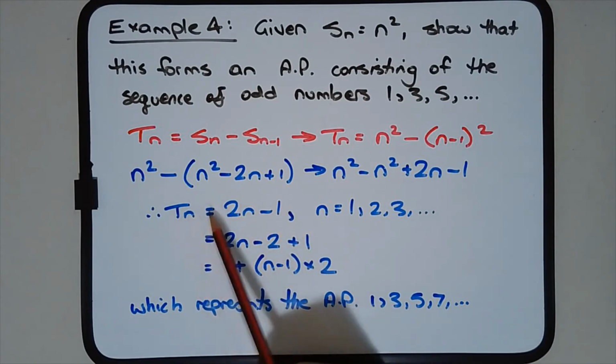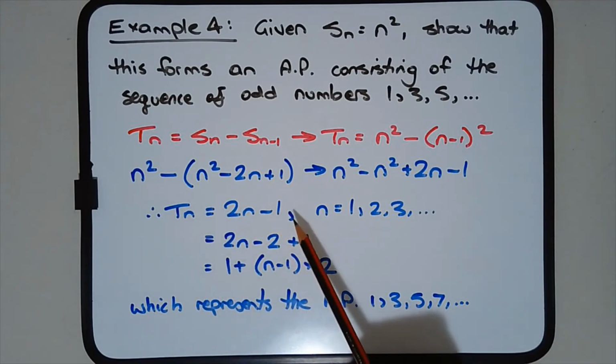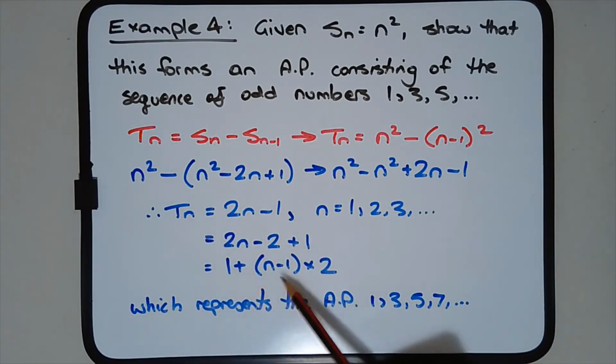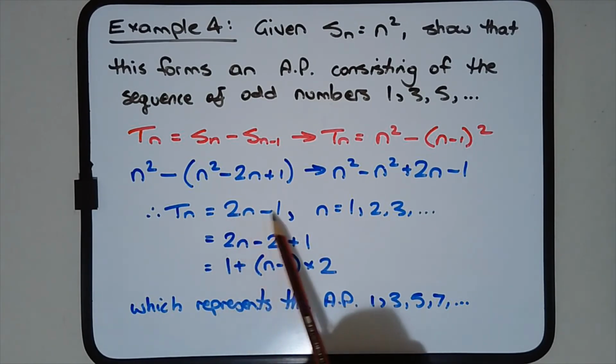Now we can express Tn equals 2n minus 1 in A plus n minus 1 D form. And we can see that this represents the AP 1, 3, 5, 7, 9, and so on. In fact, this form here, I've just included so you can see that it can be expressed using the A plus n minus 1 D form. However, we don't need to express it in this way. We can still use just 2n minus 1.